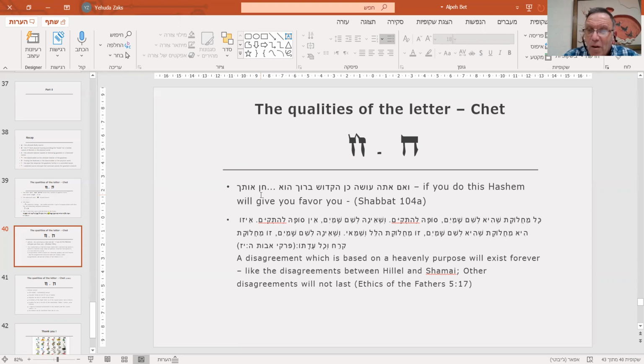Okay. Kol machloket shehi l'shem shamayim. This is a quote from Pirkei Avot. Any machloket, any argument, disagreement, which is based on a heavenly purpose, will exist forever. And the machloket that is not, will not last forever. An example of the machloket between Hillel and Shammai, that is l'shem shamayim, that is for heavenly purpose, are the disagreements, the arguments in the Gemara.